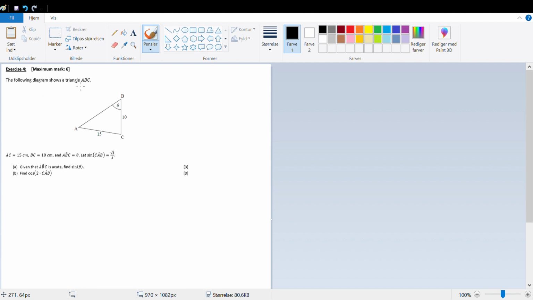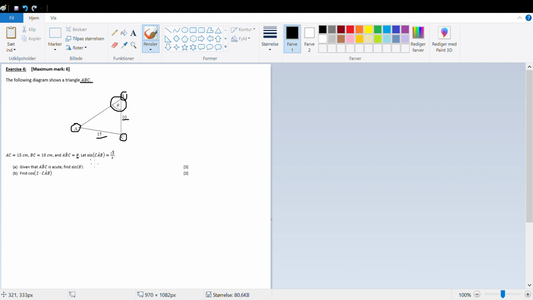The following diagram shows a triangle ABC. So we have a corner C, we have a corner B, and we have a corner A. I think technically we call them vertices, but I don't care. It tells us AC equals 15 centimeters. It tells us that BC is equal to 10 centimeters, and that angle ABC, this angle here, is equal to some unknown quantity.